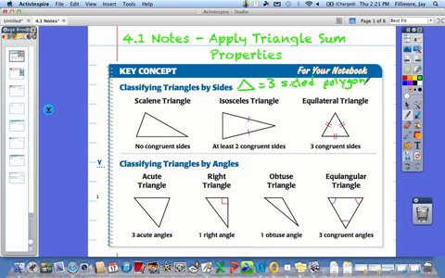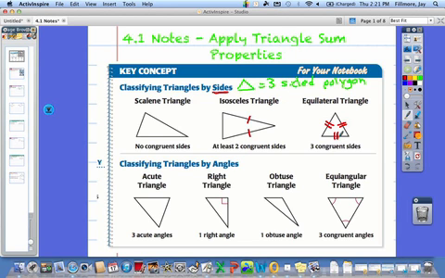So the different types of triangles, you can classify them by sides or you can classify them by angles. Classifying by sides, we have a scalene triangle where no two sides are the same. Isosceles, at least two congruent sides, so we denote that by those congruent tick marks. And three congruent sides would be equilateral, which have three sets of matching tick marks. So all three sides would be congruent. We talked about equilateral back in Chapter 1, Section 6.